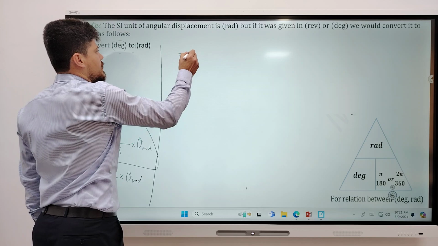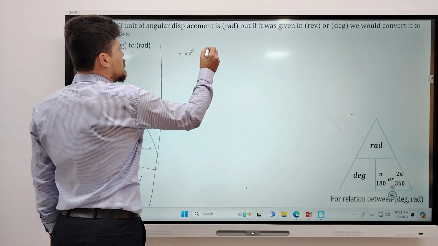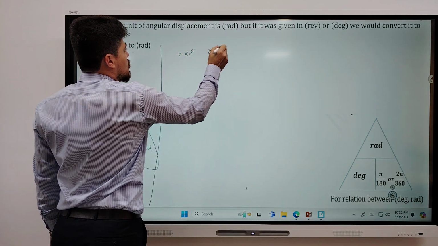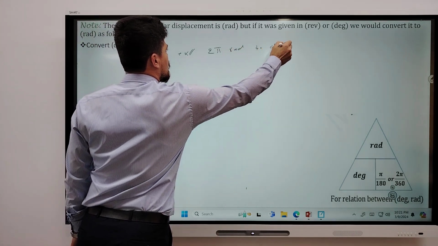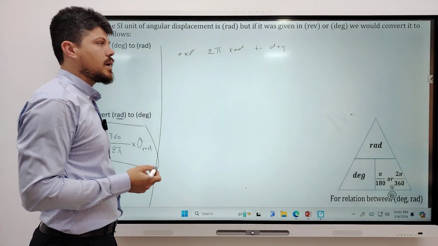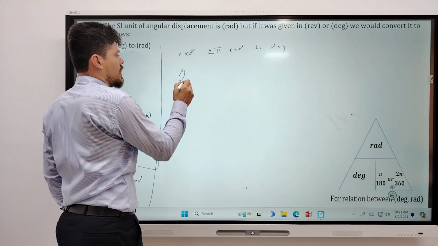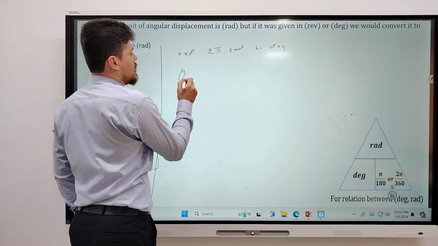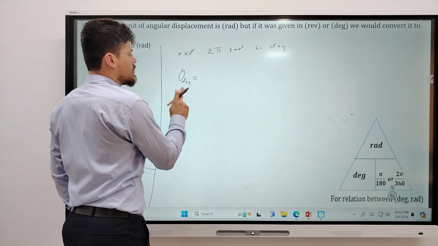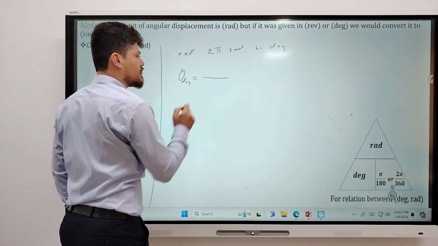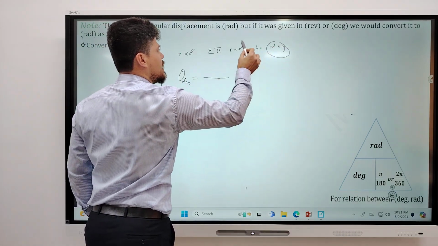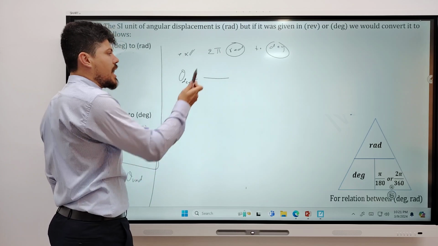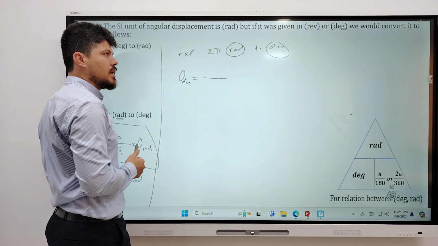For example, convert 2 pi rad to degree. How can you convert 2 pi rad to degree? At first, you have to write down the equation. To find degree, what is unknown? Theta in degree. Make a fraction. So our conversion is between what? Degree and rad. We have numerator and denominator.